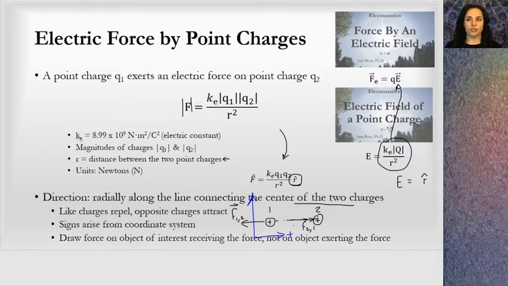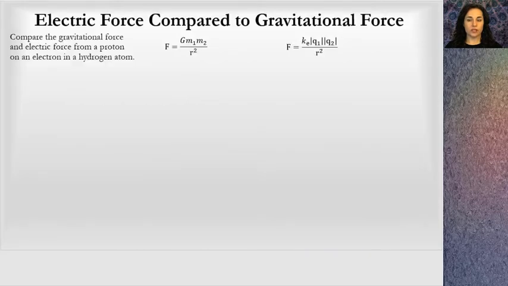So like I mentioned, the example problem that I picked out for us is to look at the gravitational force and electric force on the proton and electron in the hydrogen atom. Let's calculate the gravitational force between those two particles and also the electric force between those two particles. You may remember the gravitational force, and the values that we're going to need in here are the mass of the proton and the mass of the electron.